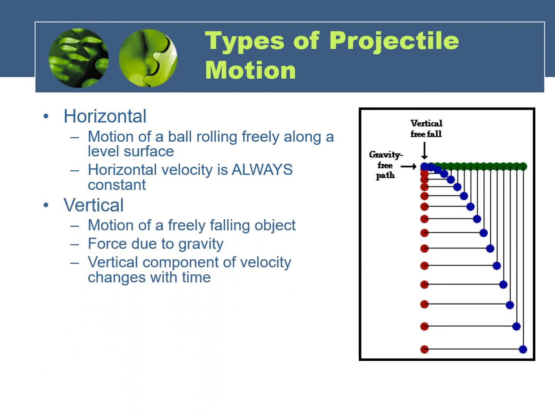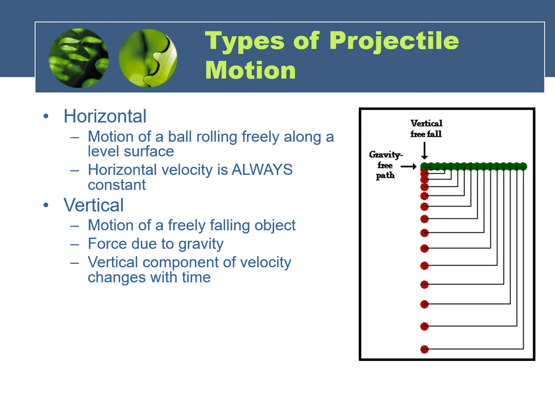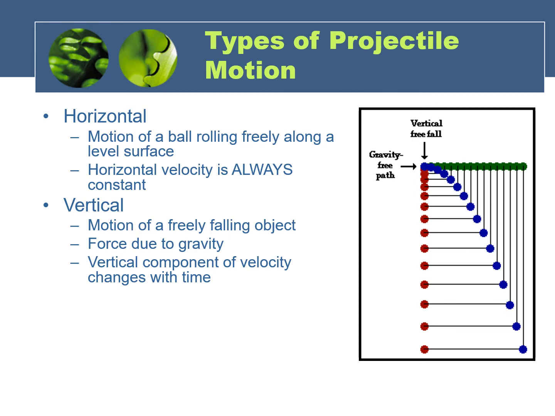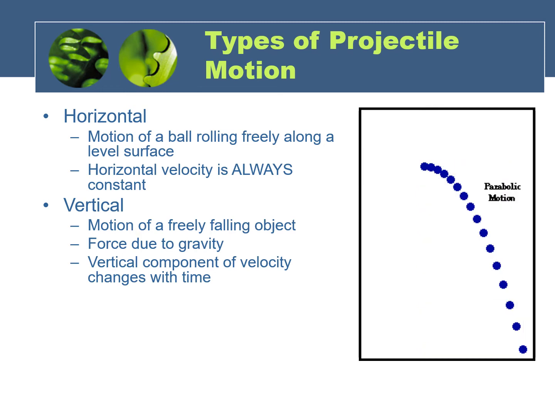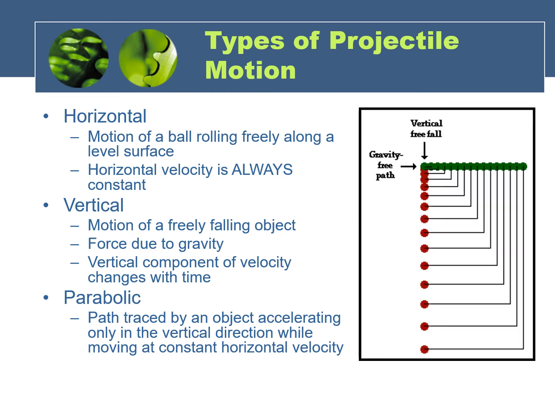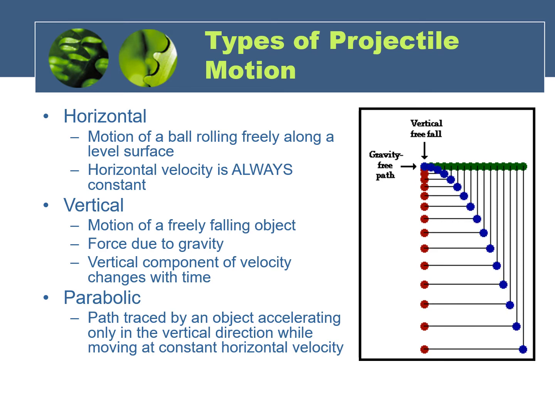The vertical component or the vertical motion is similar to a motion of a freely falling object. It moves due to the force of gravity, and the vertical component of velocity changes with time. The combination of the vertical and horizontal components is the parabolic path of a projectile. The path traced by an object accelerating only in the vertical direction while moving at constant horizontal velocity.